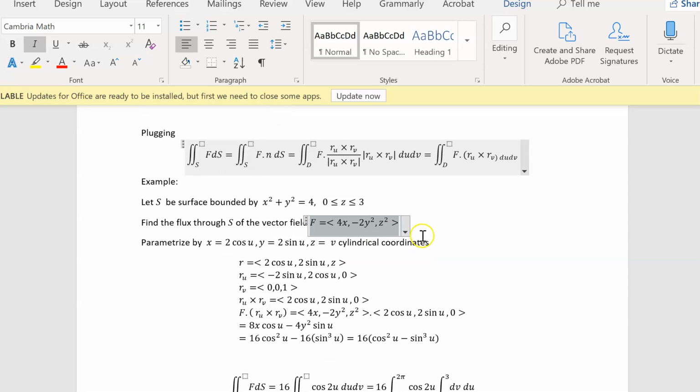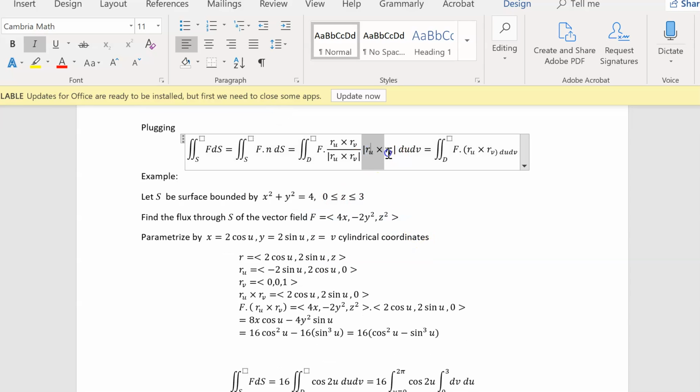Okay, so the key thing here is to parameterize the surface. So how do you parameterize the cylinder? Because this is a circle of radius 2, the base circle can be parameterized by 2 cosine u, 2 sine u. It's like u behaves like theta, but I'm going to call it u here, right? Okay. And then basically we have the z, which is really the v.